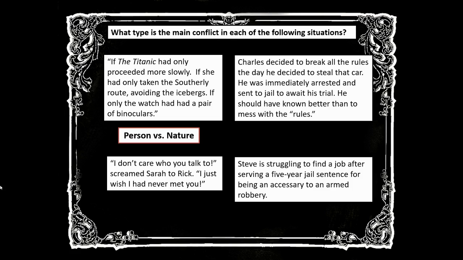So what about this next one? Charles decided to break all the rules the day he decided to steal that car. He was immediately arrested and sent to jail to await his trial. He should have known better than to mess with the rules.